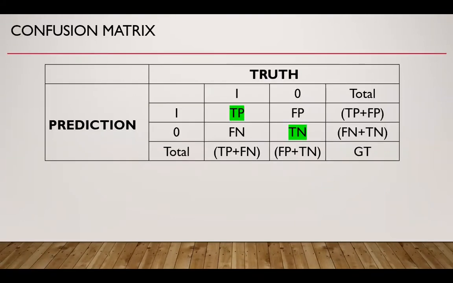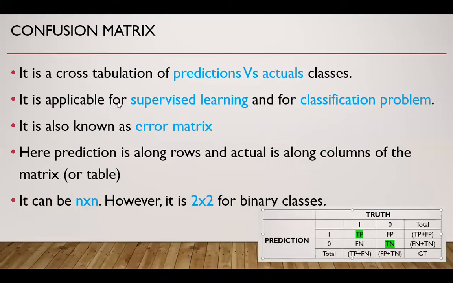To evaluate a classification model, we need a confusion matrix. This is a confusion matrix. So confusion matrix is a cross tabulation of predictions versus actual classes. It is applicable for supervised learning and for classification problem.